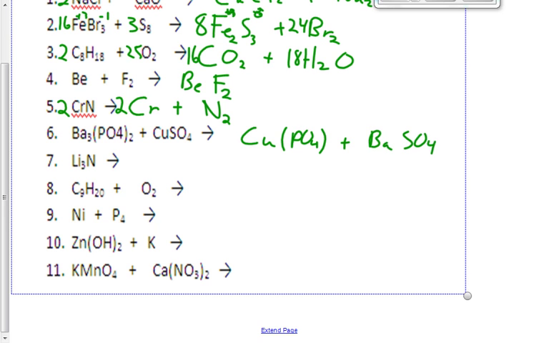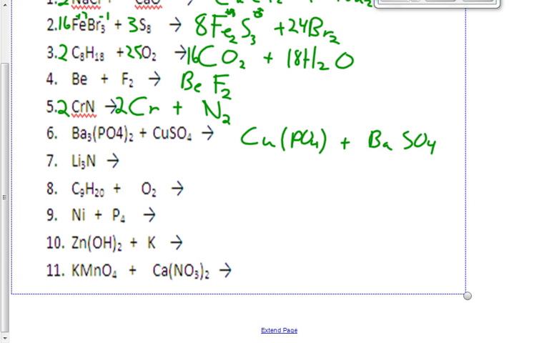Now, does it matter whether I put the copper-containing compound or the barium-containing compound first? It does not. If I was to put barium sulfate here and copper phosphate over here, that doesn't matter. I always want to put the metal, then the non-metal in the compound, but whichever order you do this in really doesn't matter.